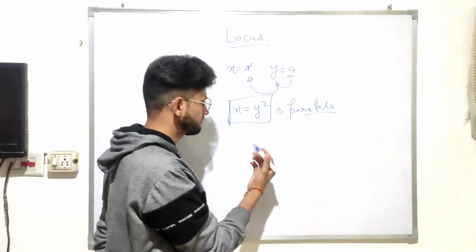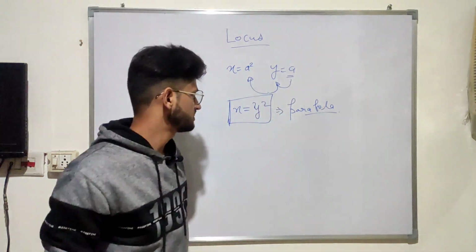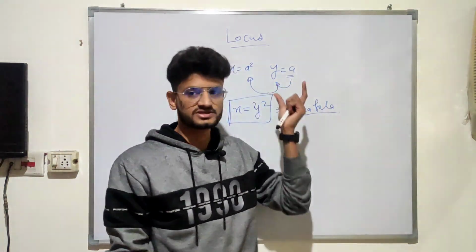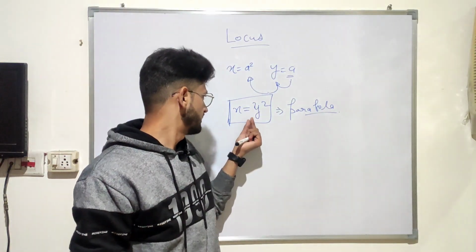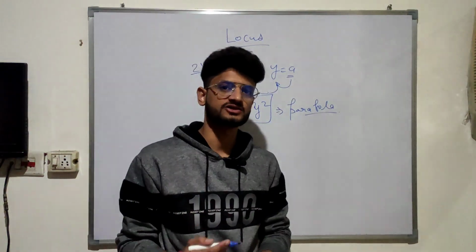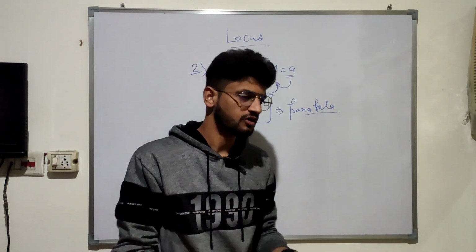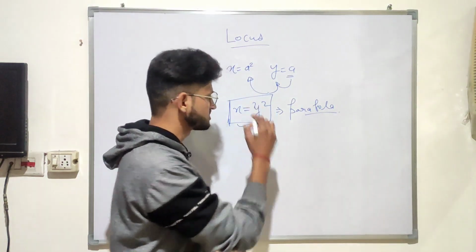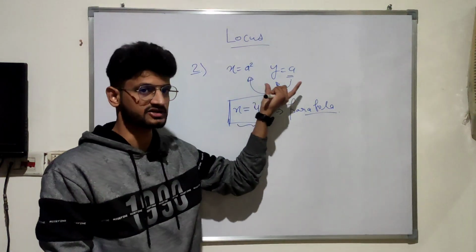So basically what we want to say here is, after solving these two equations, we got the equation x equals y square, which means it is following certain geometrical conditions. After solving it, we got some equation. That equation is nothing but the locus for this geometrical condition.